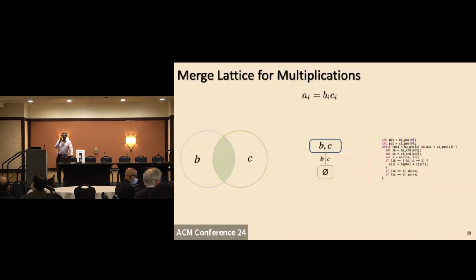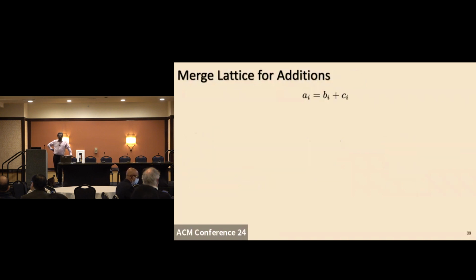So this is how we generate code for a simple intersection. And then when either B or C runs out, I'm done. I don't have to do anything. That's this outer while loop. How about addition? A little bit more complicated.